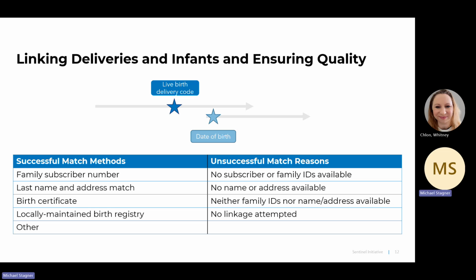The date of birth and the date of delivery should be close to each other. And then the ways that you can match those infants and deliveries is with a family subscriber number, which is what we use in the Medicaid and CHIP data. The sort of gold standard is a birth certificate with names and addresses, and in other data, those might be available to you, and those would provide you with a very high quality match, one that you would feel very confident in.